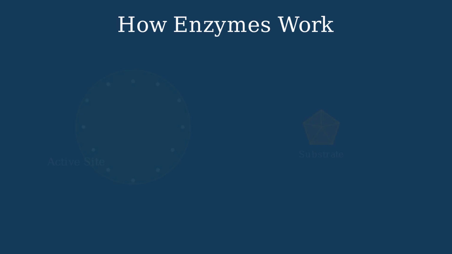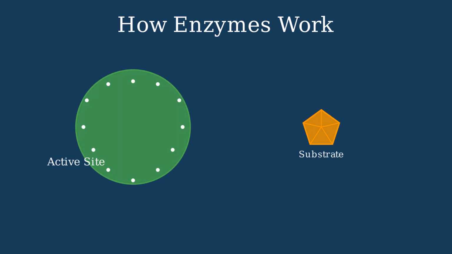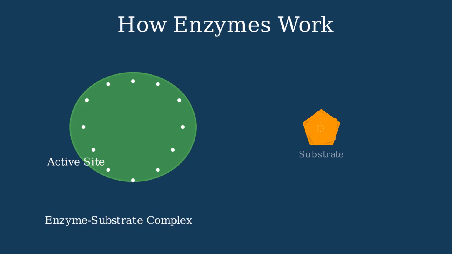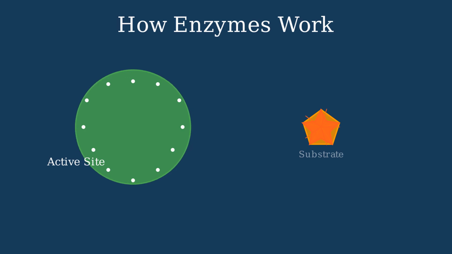Enzymes work by temporarily binding to substrate molecules at their active site. This binding creates what's called an enzyme-substrate complex. The binding causes changes in the enzyme's shape, called induced fit, or creates strain in the substrate's chemical bonds. The enzyme then facilitates the chemical transformation, converting substrates into products. After the reaction is complete, the product is released, and the enzyme is ready to bind another substrate molecule.